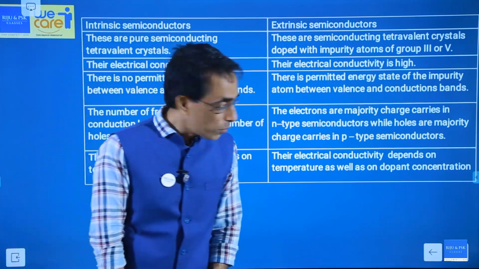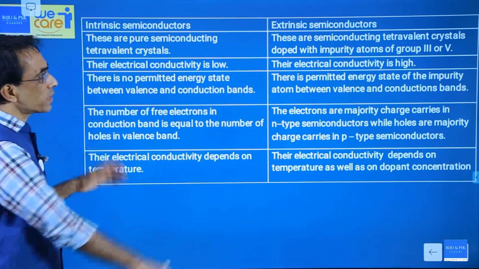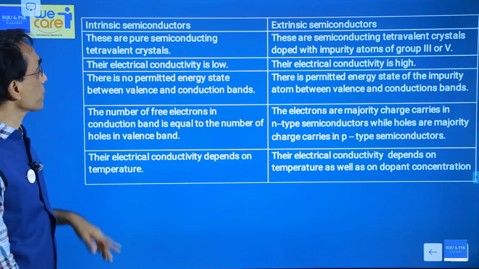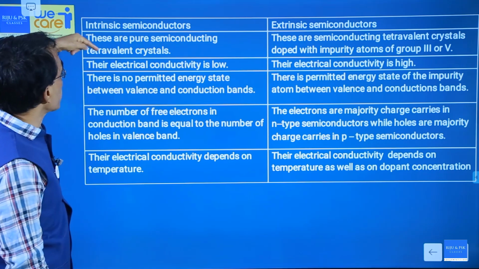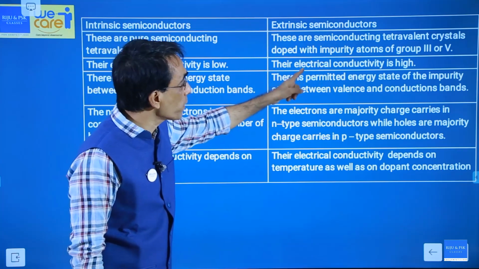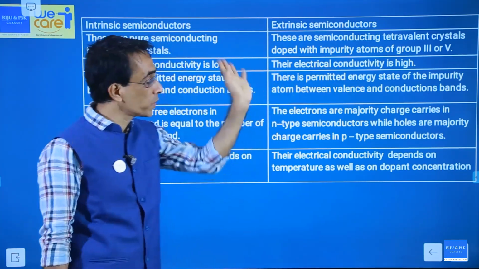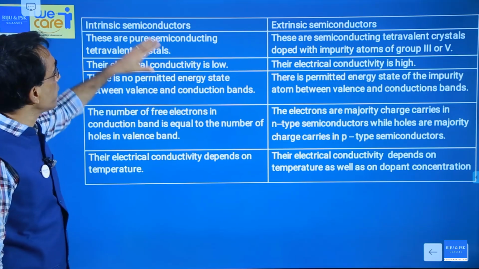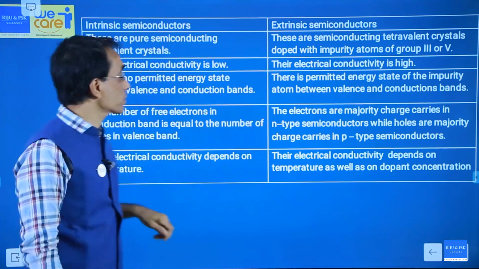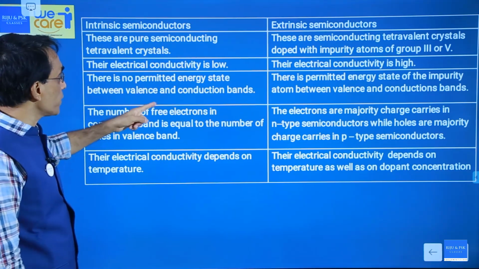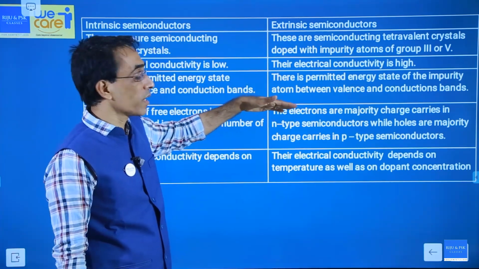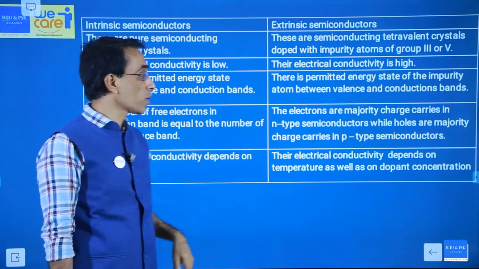Now, for your board point, I have a comparison chart. Study this intrinsic semiconductor, extrinsic semiconductor comparison. These are pure semiconducting tetravalent crystals, but these are semiconducting tetravalent crystals doped with impurity atoms from group 3 or 5. Their electrical conductivity is low. Their electrical conductivity is high because you have more electrons and more holes. There is no permitted energy state between the valence and conduction band. It's forbidden. But here there is a permitted energy level. One is known as the acceptor level, another is known as the donor level.